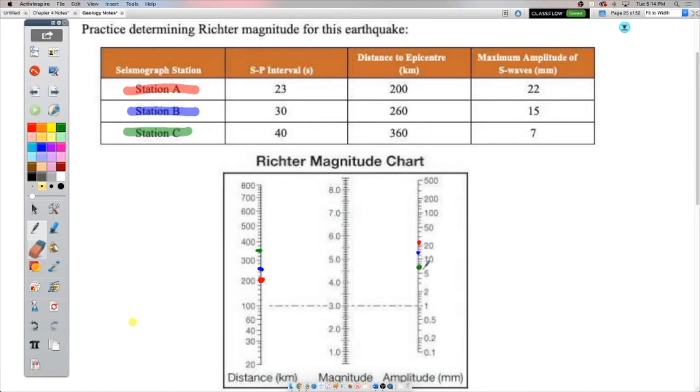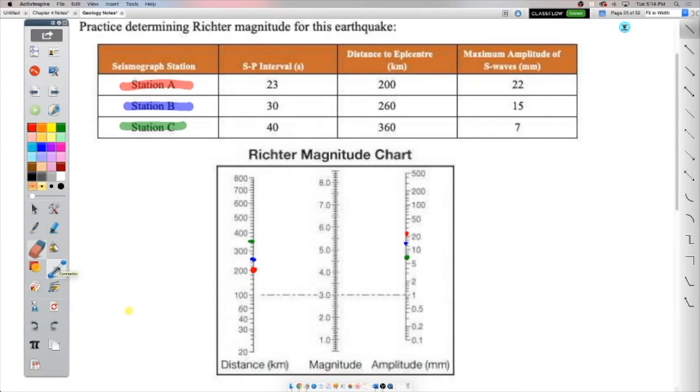Okay, so realistically, I should have been connecting them as I went, but this will be satisfying if we do it all at the end too. Now, what do we know about the Richter rating? No matter where you are, if you're at station A, station B, or station C, you should get the same Richter rating. So let's try this one out.